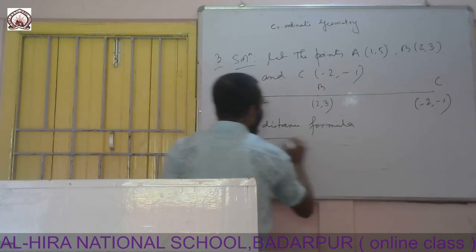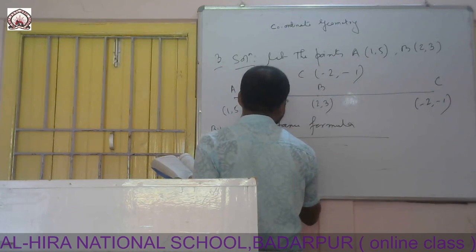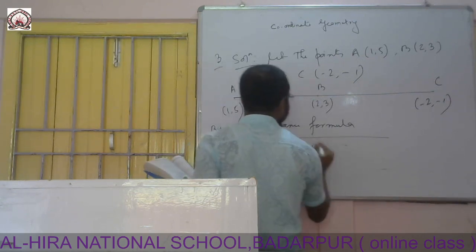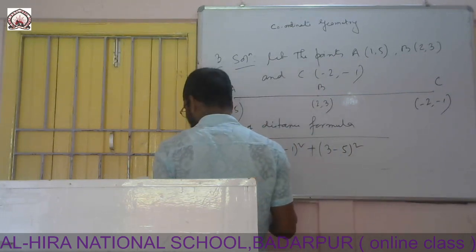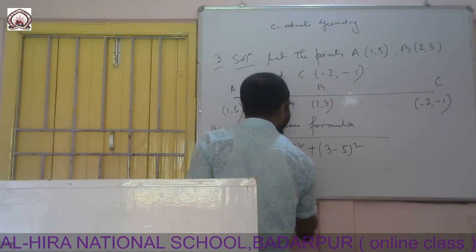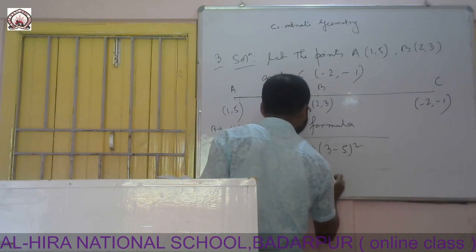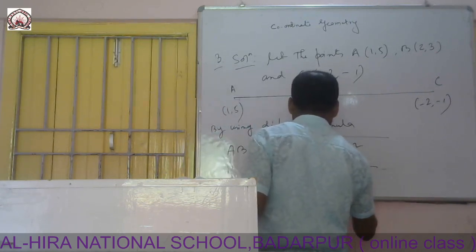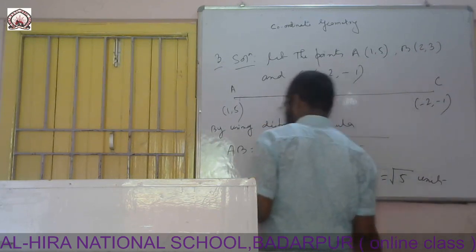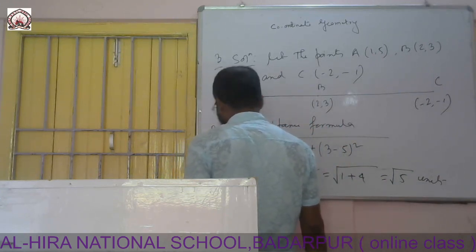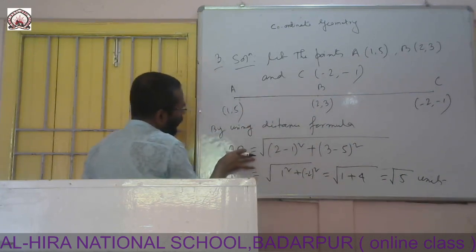AB will be square root of (2 minus 1) whole square plus (3 minus 5) whole square. So 2 minus 1 whole square is 1 square, and 3 minus 5 is -2, so -2 whole square. It will be 1 plus 4, so the square root of 5 units. Now we have found AB by using the distance formula.